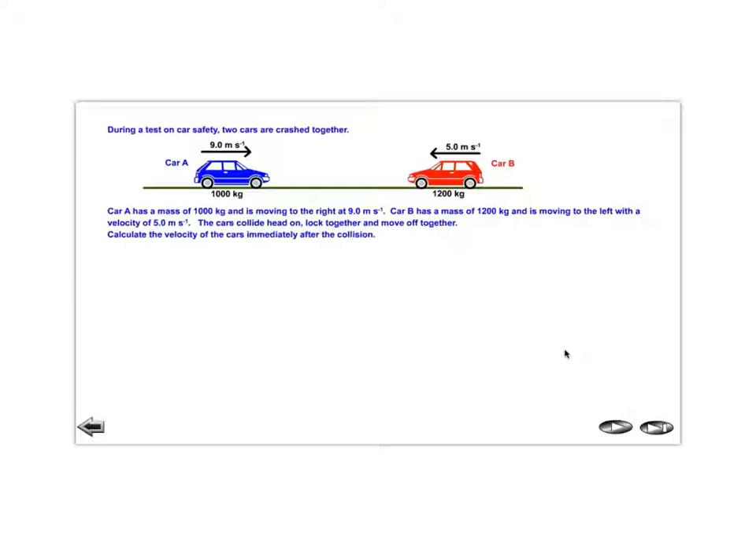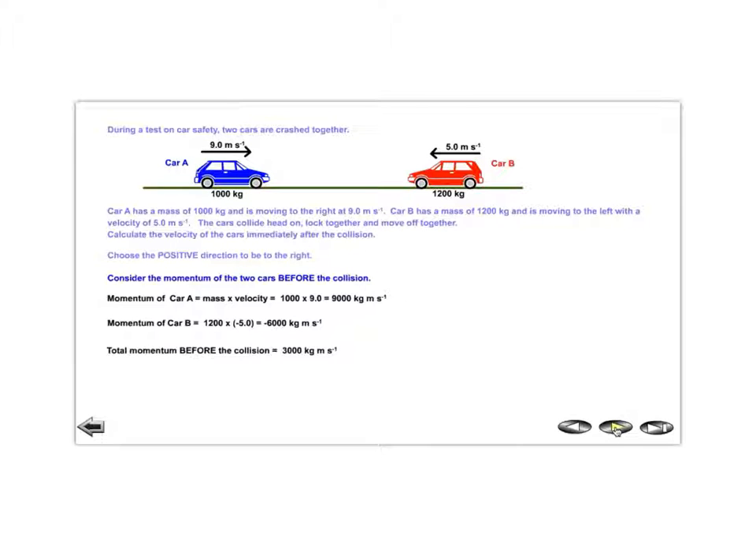So if we look at a worked example using this idea of conservation of momentum, then we've got a car here of mass 1,000 kilograms moving at 9 meters per second, and it's going to collide and stick to another car, 1,200 kilograms, moving at 5 meters per second. In this example, we'll choose the positive direction to be to the right, and then we can start to list what we know.